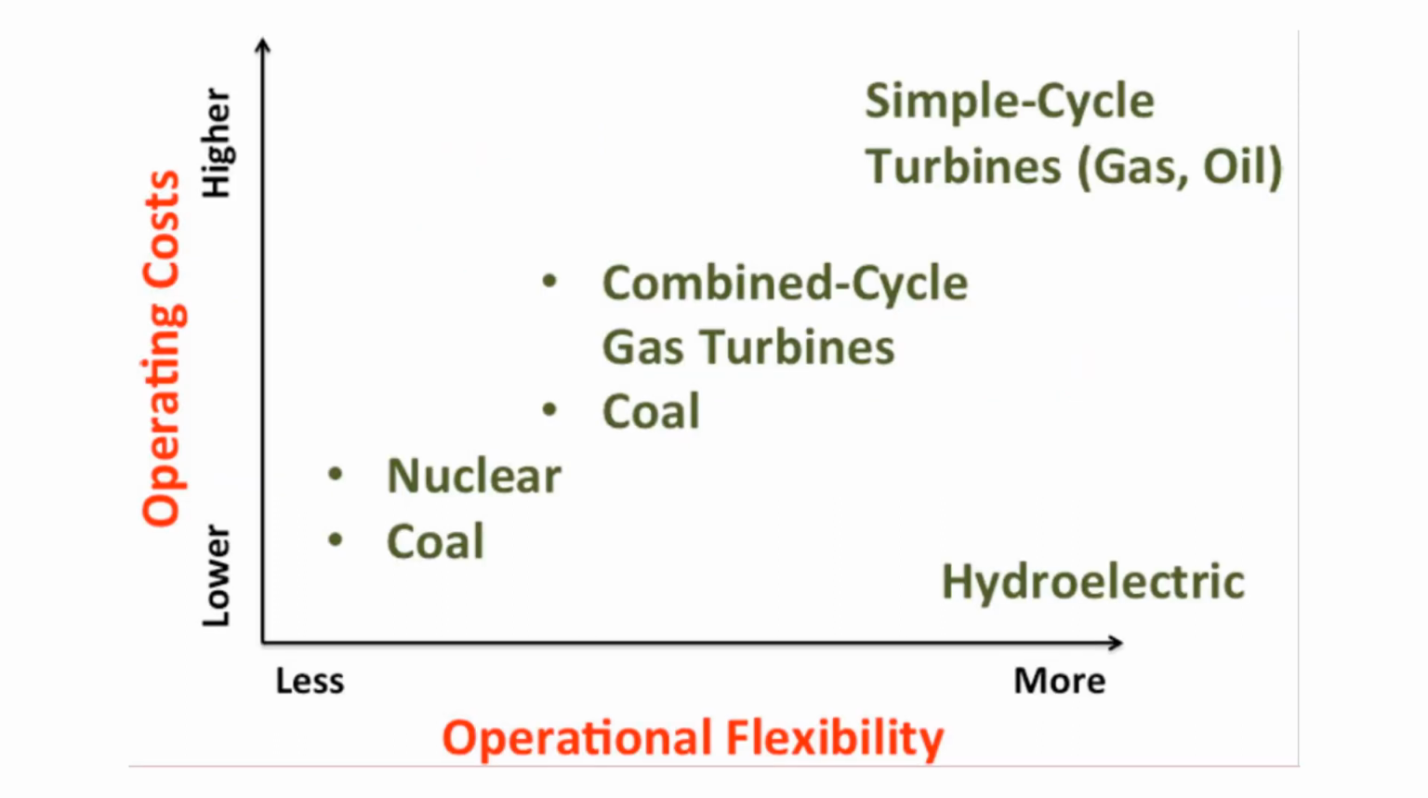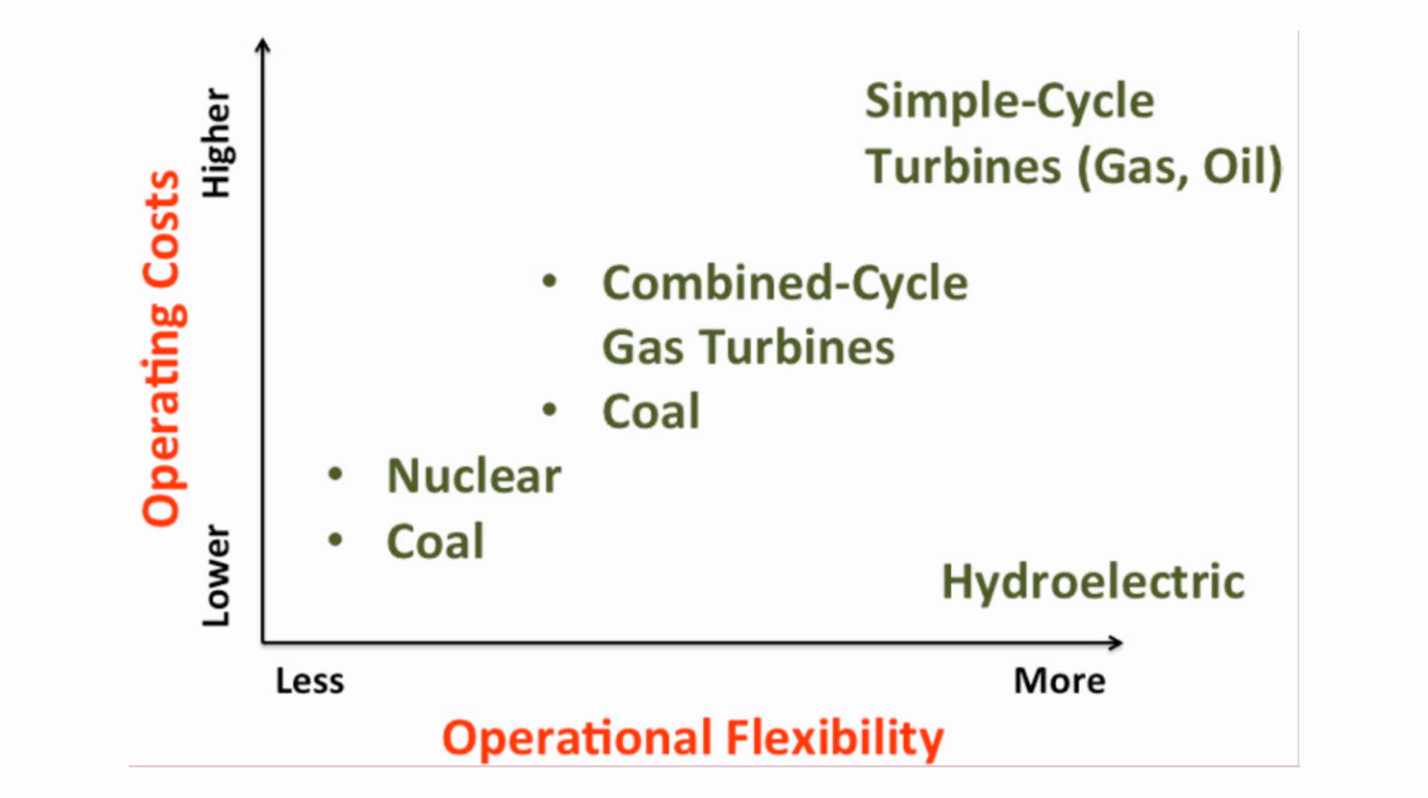This graph will give more information. Look at this graph. Along the x-axis we have operational flexibility, along y we have operating cost. Here they have given all the power plants: coal-based power plant, nuclear power plant, coal gas turbine, combined cycle gas turbine, and simple cycle turbine, that is gas and oil, and hydroelectric. If you look at the graph, the more flexible plant with the less operating cost is the hydroelectric power plant.